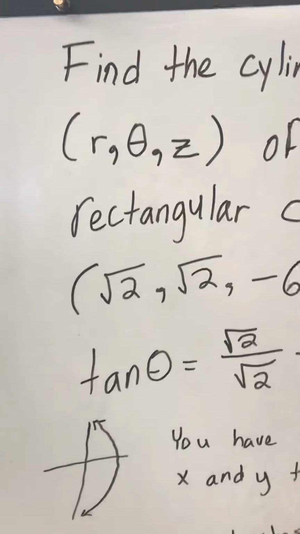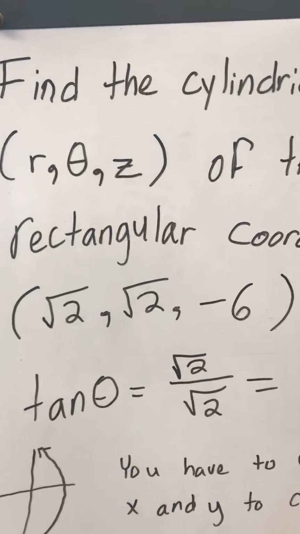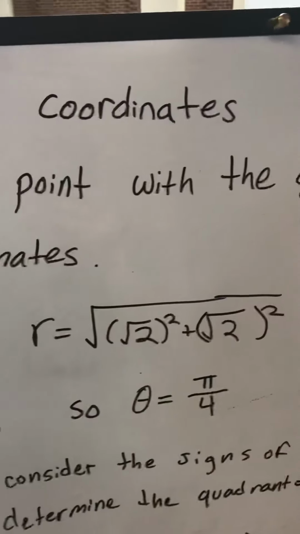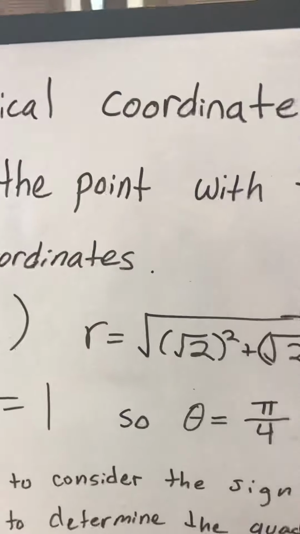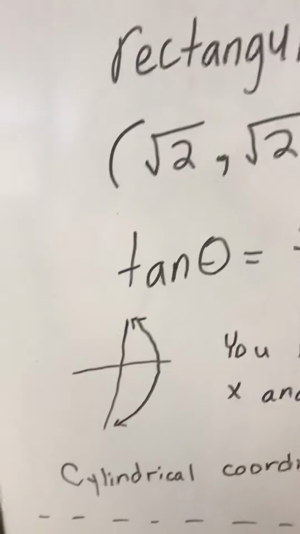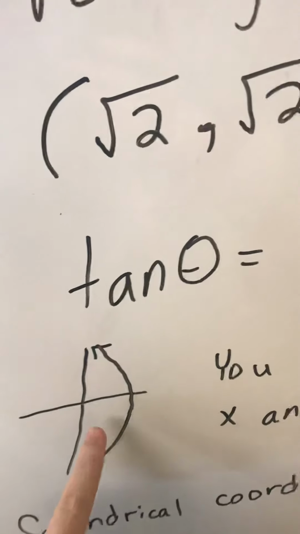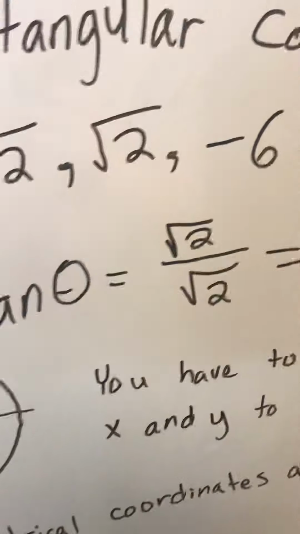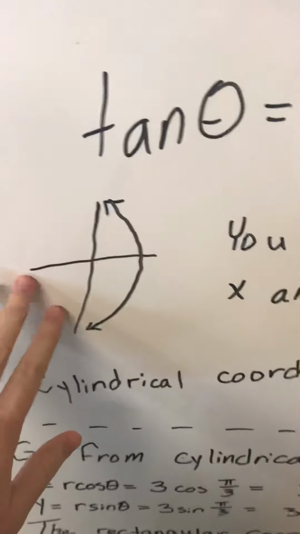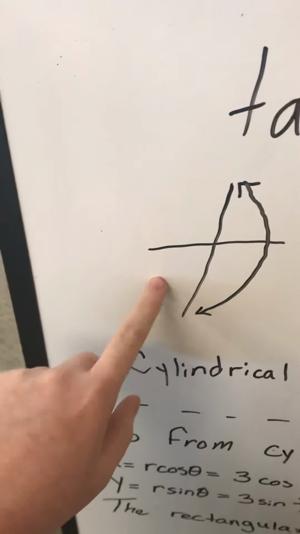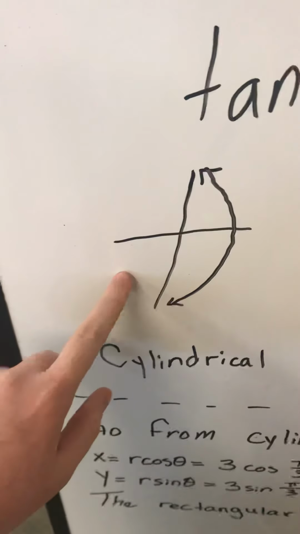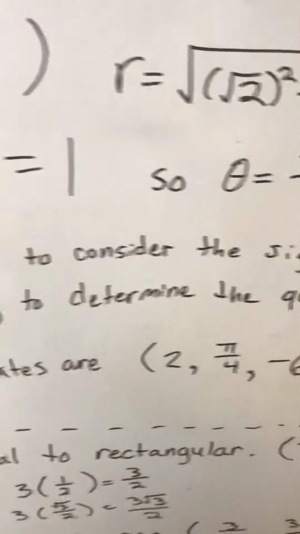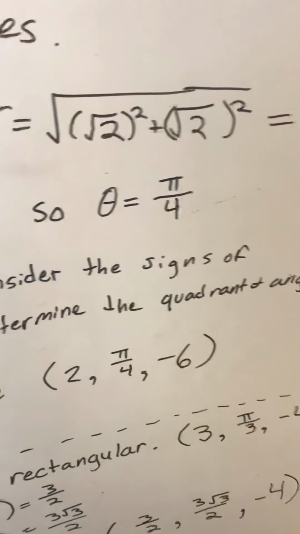And then tan theta is the square root of 2, which is our y, over the square root of 2, which is our x, which equals 1. So theta equals pi over 4, but do not take that at face value, because arctan will only give you between pi over 2 and negative pi over 2. So you have to consider the signs of x and y to determine which quadrant the angle is in.